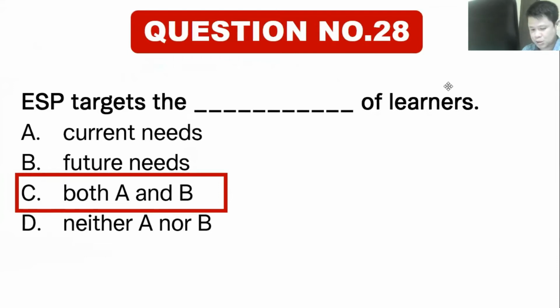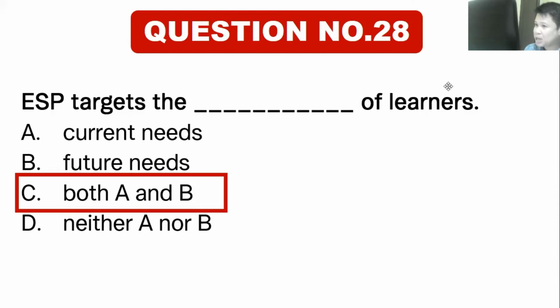The needs of the learners now as students, and the needs of the learners in the future, you know, in their field of work. So, for example, the needs of the learners now, we term that as English for academic purposes, and the needs of the learners in the future, in their field of work, English for professional purposes.